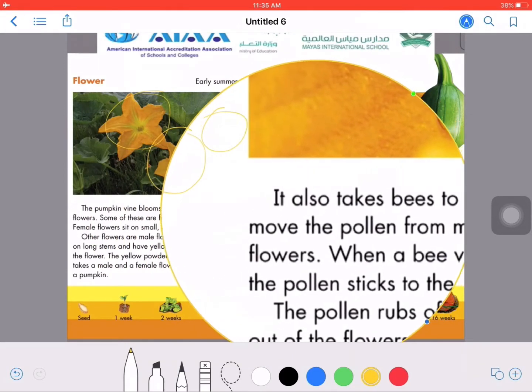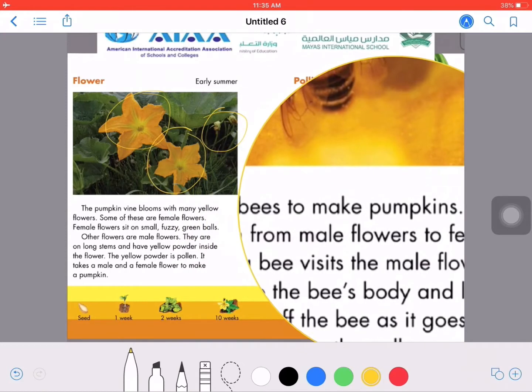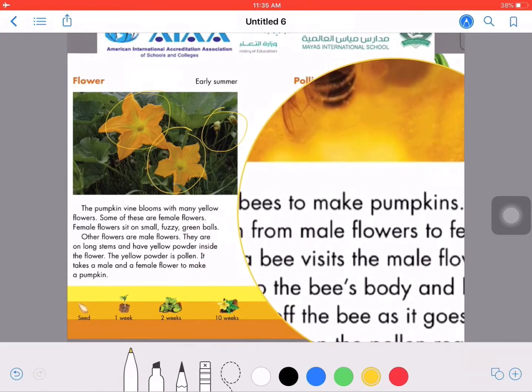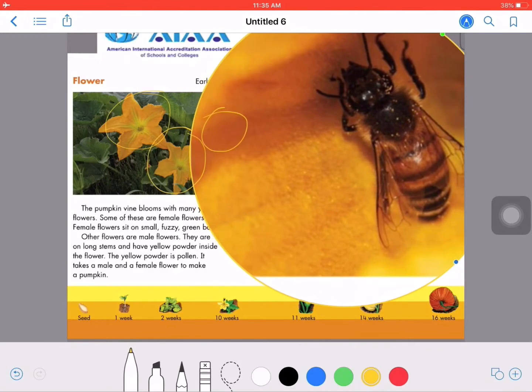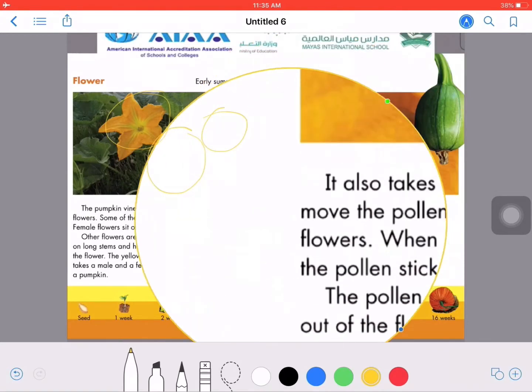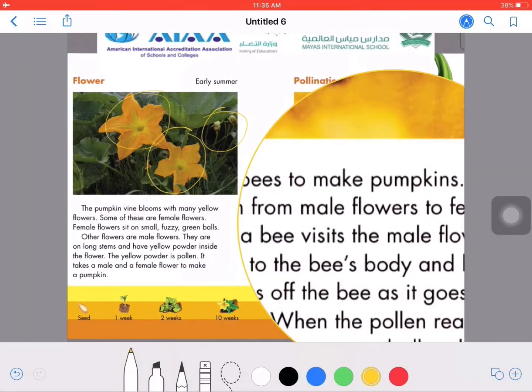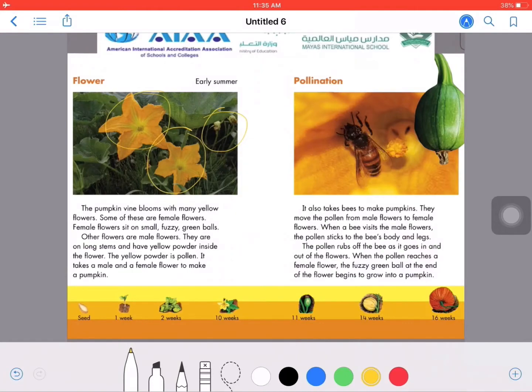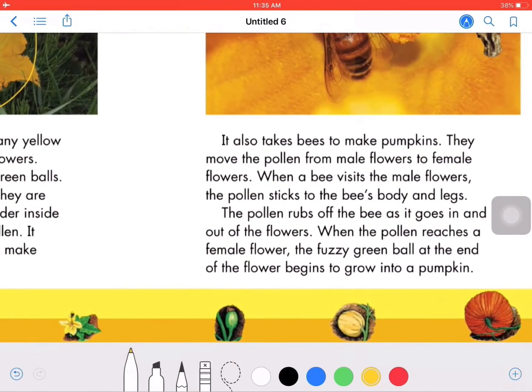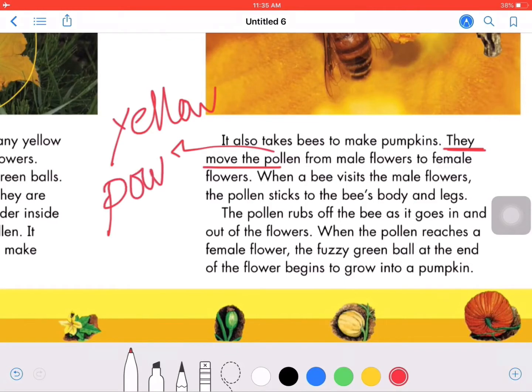It also takes bees and pumpkins to make pumpkins. So also we need bees to make the pumpkins. How? What is the job of bees? We will see here. Here, as you can see, the bees move the pollen. We said pollen is the yellow what? Powder, right? Where is the yellow powder from? It comes from the male flower.